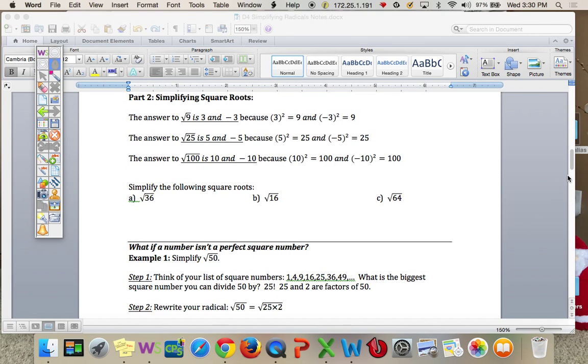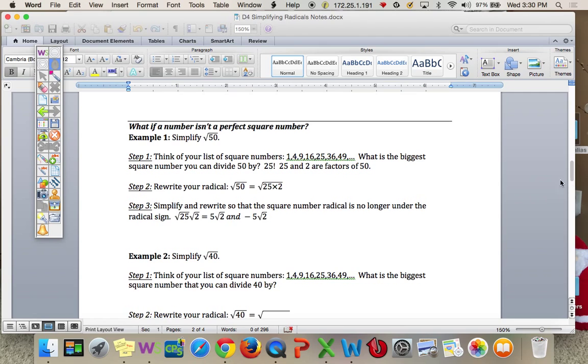All right, what if a number isn't a perfect square? So for example, the square root of 50. So here are all the steps written out. The first thing is think of your square numbers. What's the biggest square number you can divide 50 by? It's 25. 25 and 2 are factors of 50. So we can rewrite the square root of 50 as the square root of 25 times the square root of 2, and then we can break it apart. The square root of 25 we can simplify further to 5. So there are two answers, 5 square root of 2 and negative 5 square root of 2.